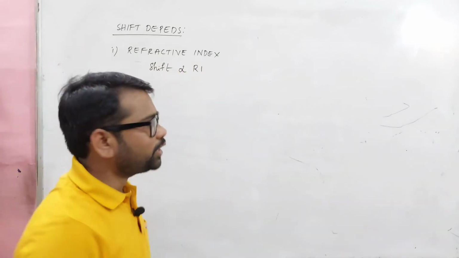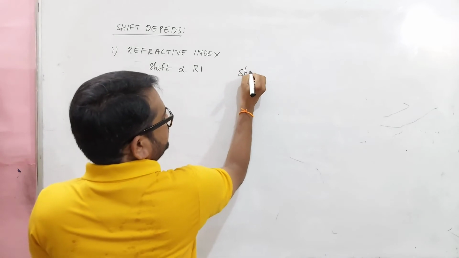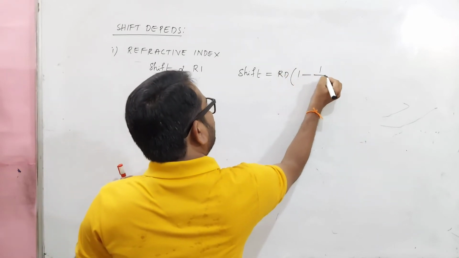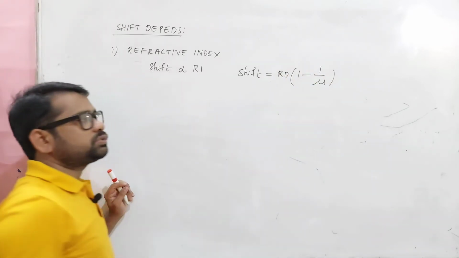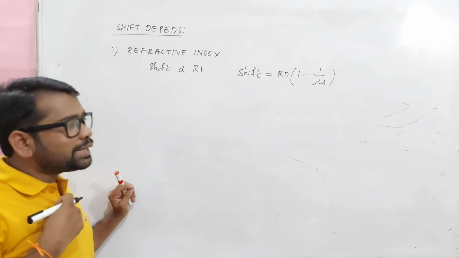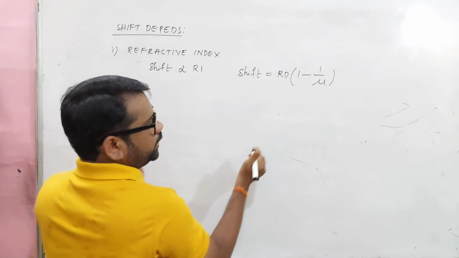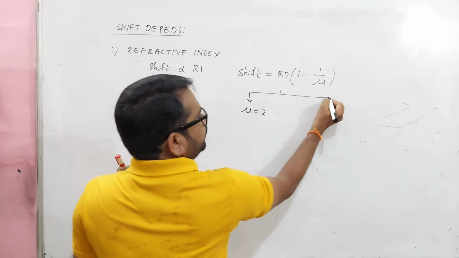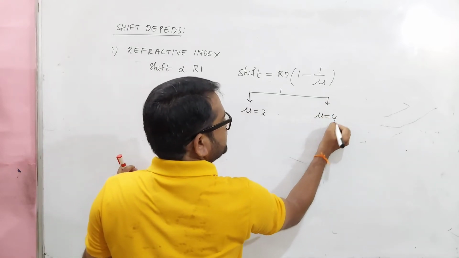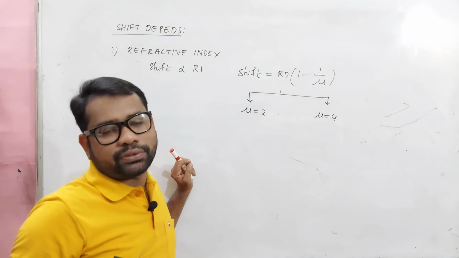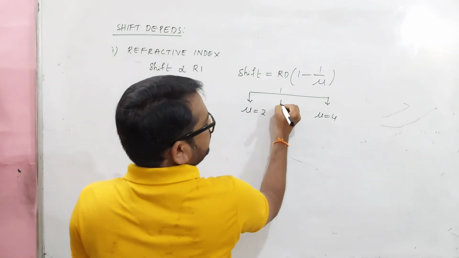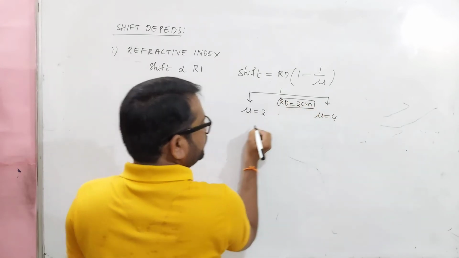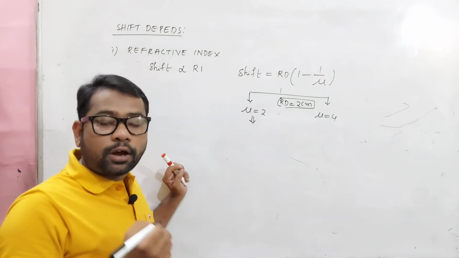But how to understand this point? Children, we know this formula, right? Shift is equal to real depth into 1 minus 1 by mu. Let us take a case where mu is equal to 2 and mu is equal to 4. Let us take the mu values and calculate the shift. In both cases, let us take real depth as 2 centimeters. Let us substitute the values and see how the shift will be.